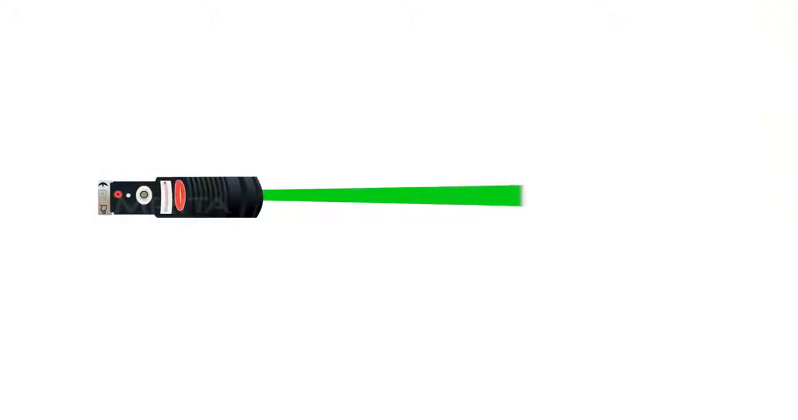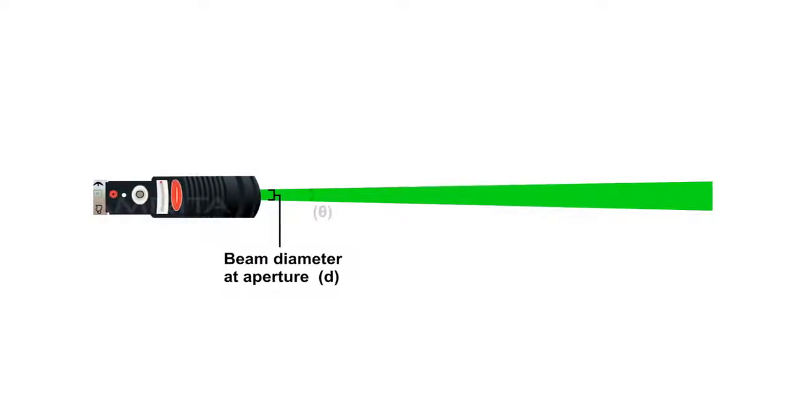The light emitted by a laser is confined to a rather narrow cone, but as the beam propagates outward, it slowly diverges or fans out. At the output aperture of the laser, the beam diameter is d. Its beam divergence angle is theta, usually expressed in milliradians.